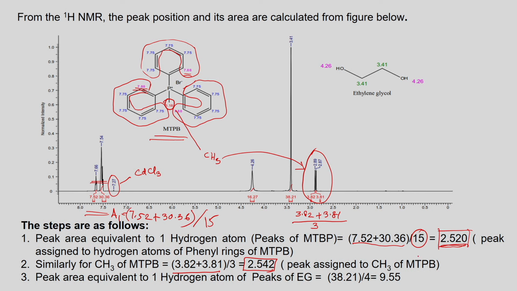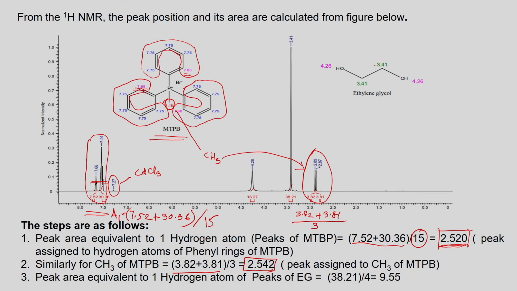So, we can clearly say that this one and the one which is this one correspond to that particular MTBP, that is methyl triphenyl phosphonium bromide salt. Now, let us see what the others are. That means that these 2 peaks are assigned. Now, what do we have left? The left one is the one due to the ethylene glycol molecules.